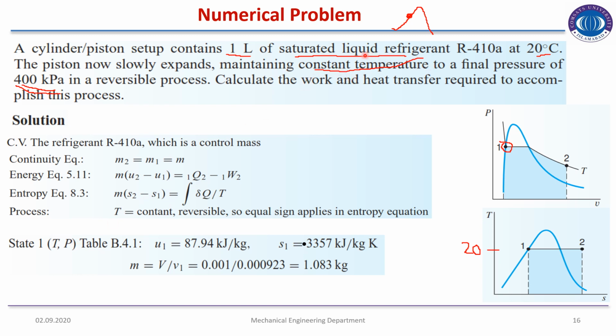R410A is a specially designed refrigerant, so its property table is given in the annexure of your book. As you go to table B.4.1, in the saturated liquid portion against 20 degrees centigrade, you will find the values for internal energy and specific entropy. The values are 87.94 kilojoule per kg and 0.3357 kilojoule per kg Kelvin. Since the volume of 1 liter is mentioned, to calculate the mass you divide the volume by the specific volume. So mass comes out to be 1.083 kg.